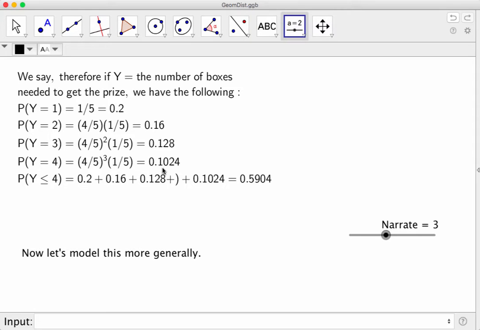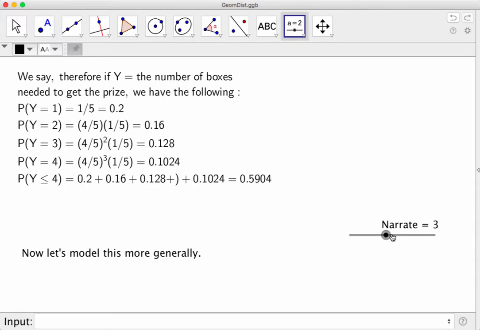Now obviously this can go on. There's in fact no end to this because it's possible we would never get the prize. But the probabilities decrease obviously as Y increases. So we could also calculate the probability of getting our prize somewhere in the first, second, third, or fourth box, in which case we would sum these probabilities to get 0.5904, which means that the probability of getting the prize by the fourth box is 59%, 0.5904.